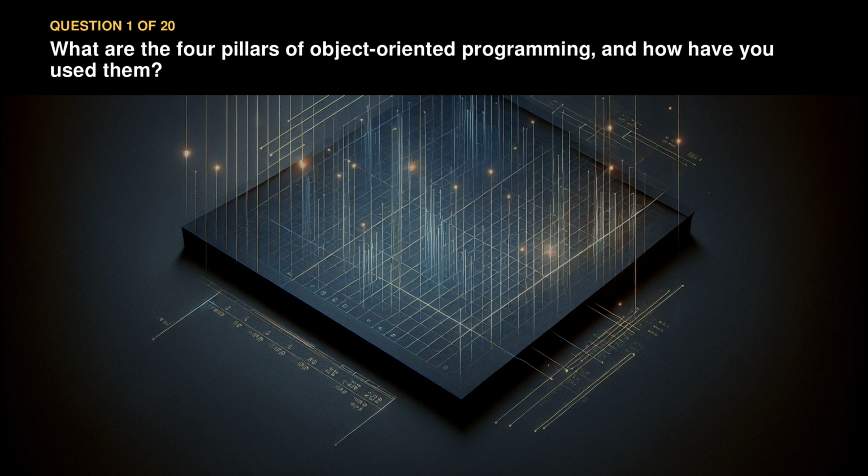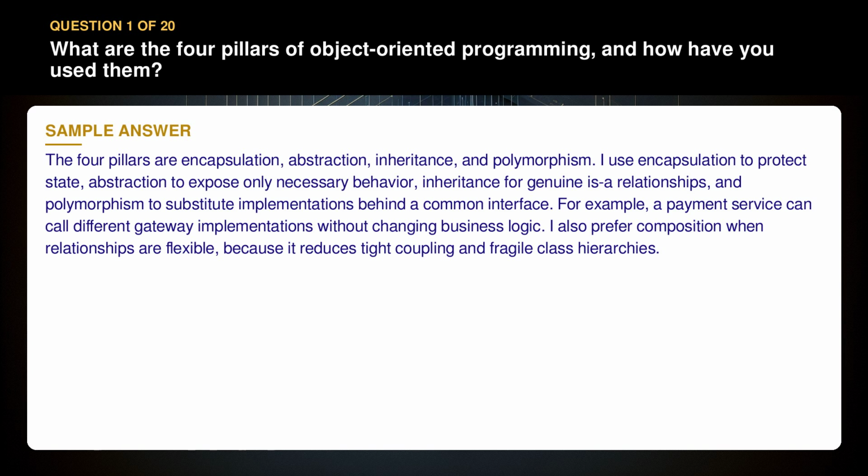Question 1. What are the 4 pillars of object-oriented programming, and how have you used them? The 4 pillars are encapsulation, abstraction, inheritance, and polymorphism. I use encapsulation to protect state, abstraction to expose only necessary behavior, inheritance for genuine is-a relationships, and polymorphism to substitute implementations behind a common interface.